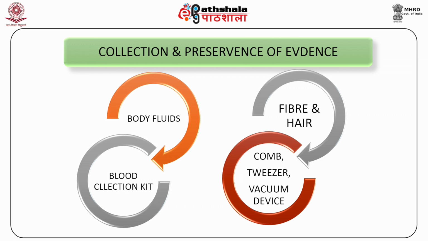Body fluids like semen, saliva, vomit, etc. are collected with tweezers, scalpel, sterile cloth squares, ultraviolet light, while blood samples are collected by blood collection kit. If there are hair and fibers available as trace materials on the crime scene, then they are collected using comb, tweezers, filtered vacuum device, and then sealed in paper packets.